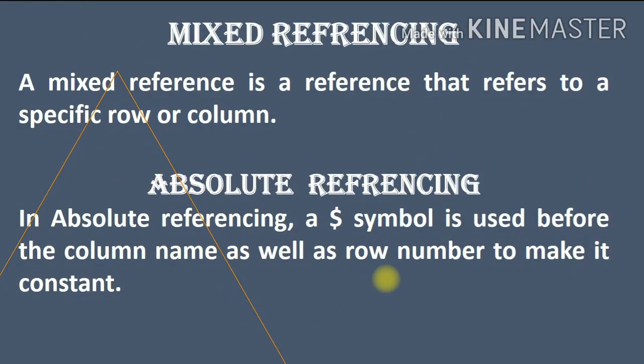Next, we are going to discuss mixed referencing. A mixed reference is a reference that refers to a specific row or a column. And then absolute referencing. In absolute referencing, a dollar sign is used before the column name as well as the row number to make it constant. Next, we are going to see how to use mixed referencing and absolute referencing in our worksheet.